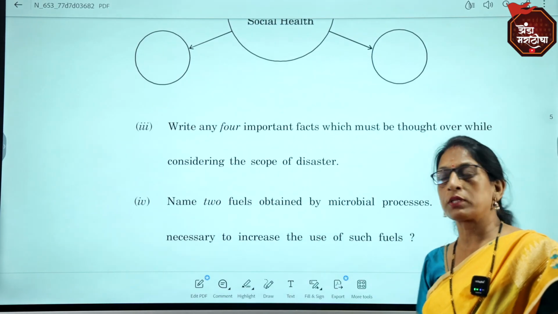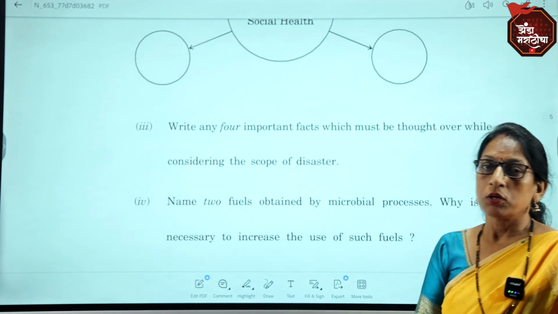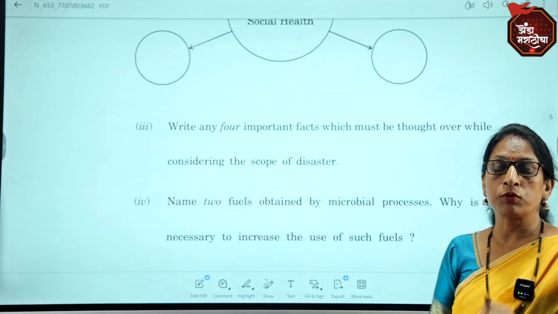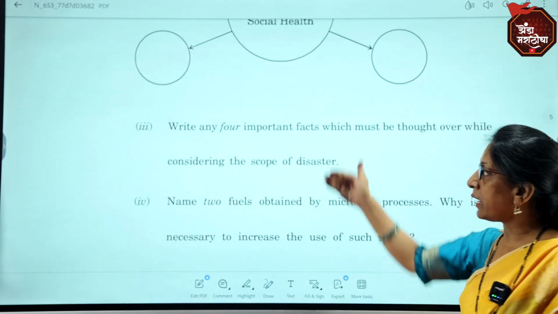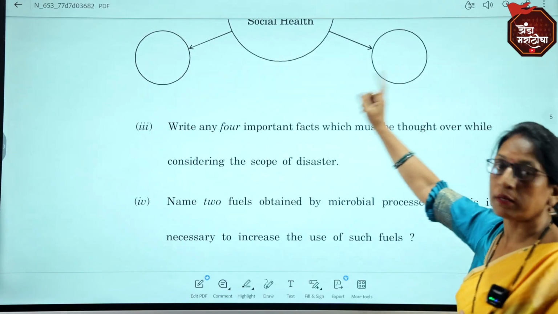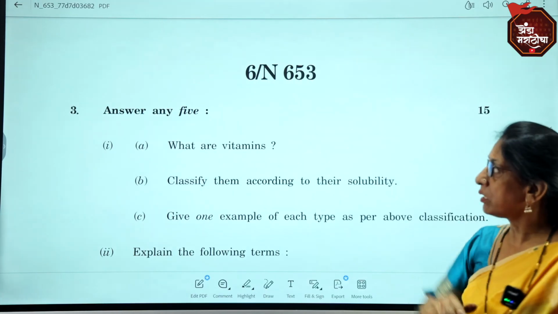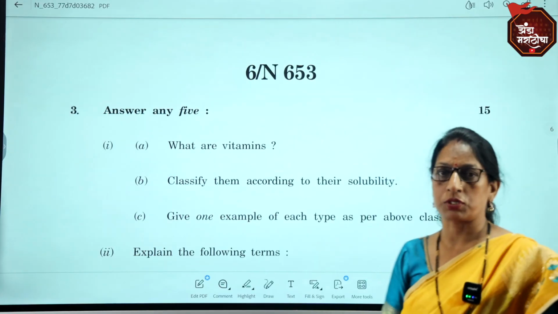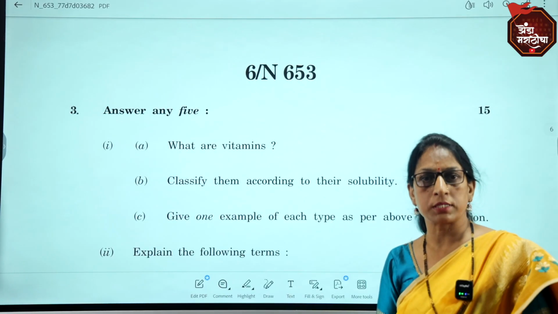And students, when you are attempting these questions in the question paper, you should be very precise, and you must go through all the lessons properly, and when you write the answers, it should be in a scientific way. Third question, answer any 5 questions. This carries 15 marks. 15 marks means 3 marks for each question.